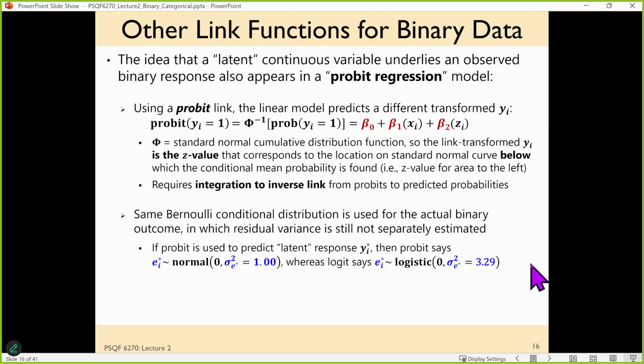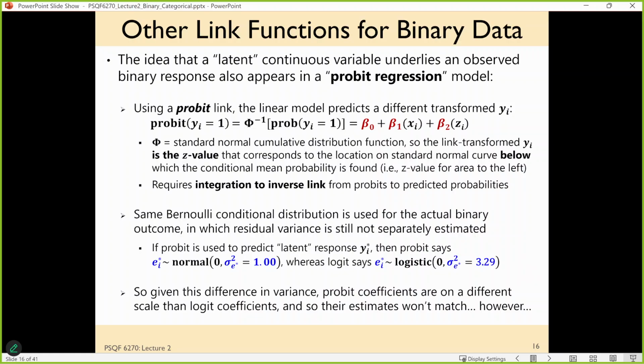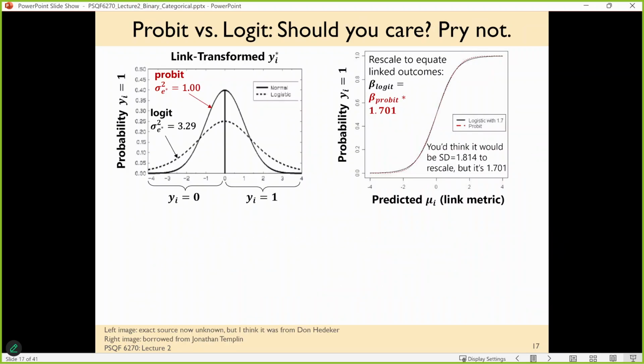The same Bernoulli distribution is used for the zeros and ones because that's what we actually have in reality. We do not have anything continuous. We have zeros and ones. But if we think about predicting the probit as this y star thing, then what we're saying is that, because probit is based on the standard normal idea, now the e star variance is 1, whereas the logistic variance of the e stars was 3.29. So there's a different scale that the model is on if you pick a probit link versus a logit link. However, should you care? No. You can get from one to the other.